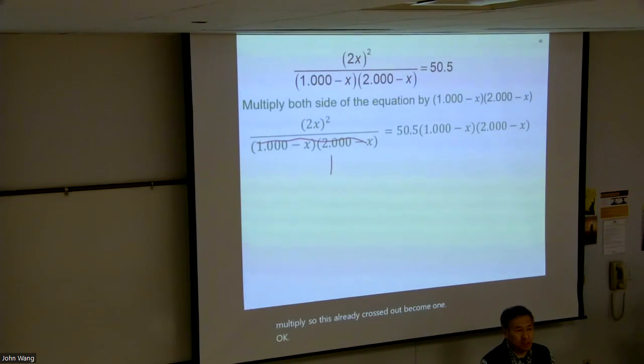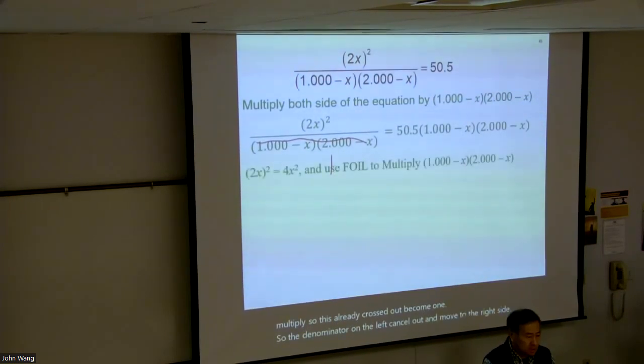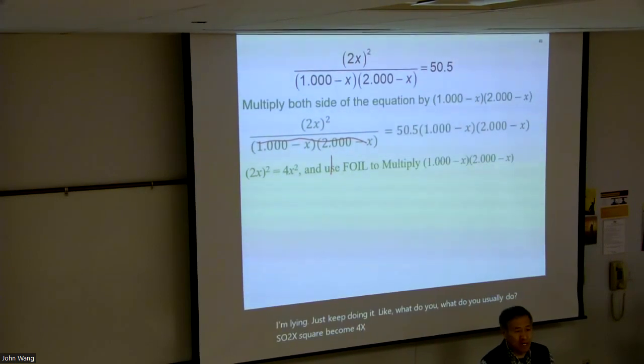So move the denominator on the left out, and move to the right part. Then just keep doing that. 2x squared becomes 4x squared, because you have to square everything inside. So you square 2, you get 4, you square x, you get x squared. And so that is finished, you can square everything.